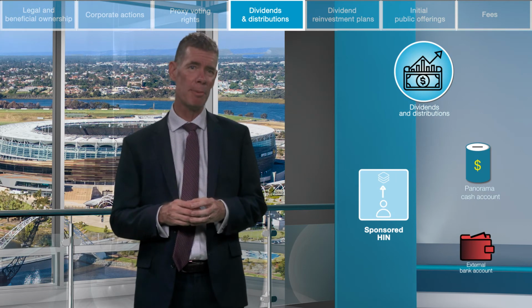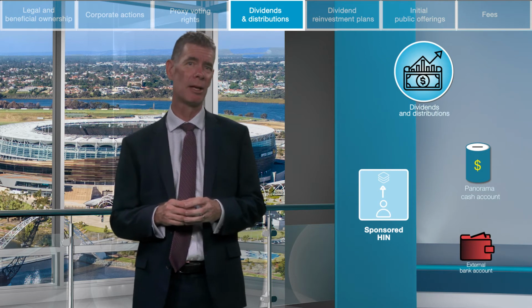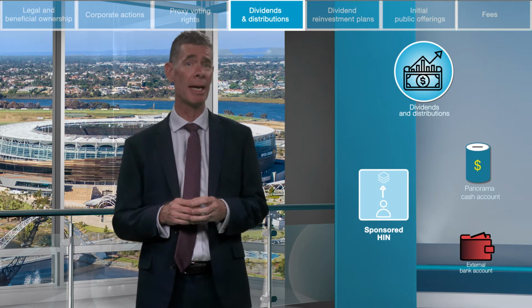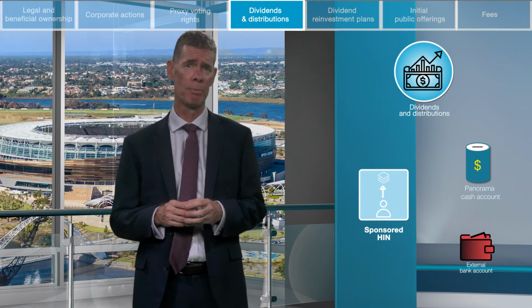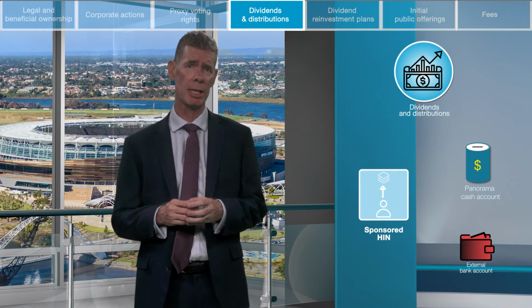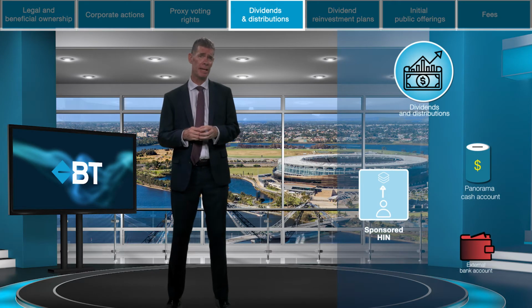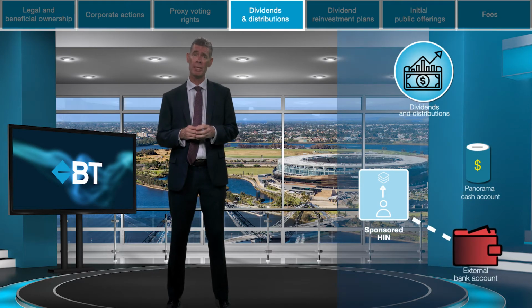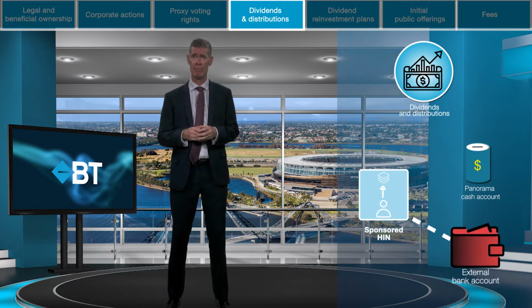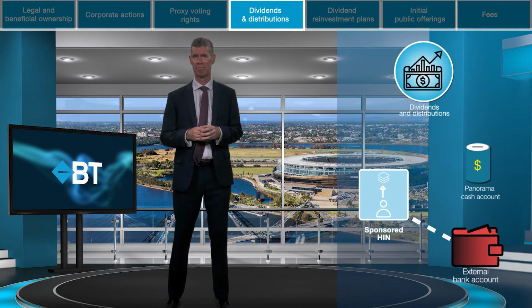When you make the first buy for a client, BT will send the client's tax file number and Panorama cash account details to the registry, where the registry accepts CHESS messages to update these details. The election to deposit dividends to an external bank account will need to be updated directly with the registry, if the client chooses that option.